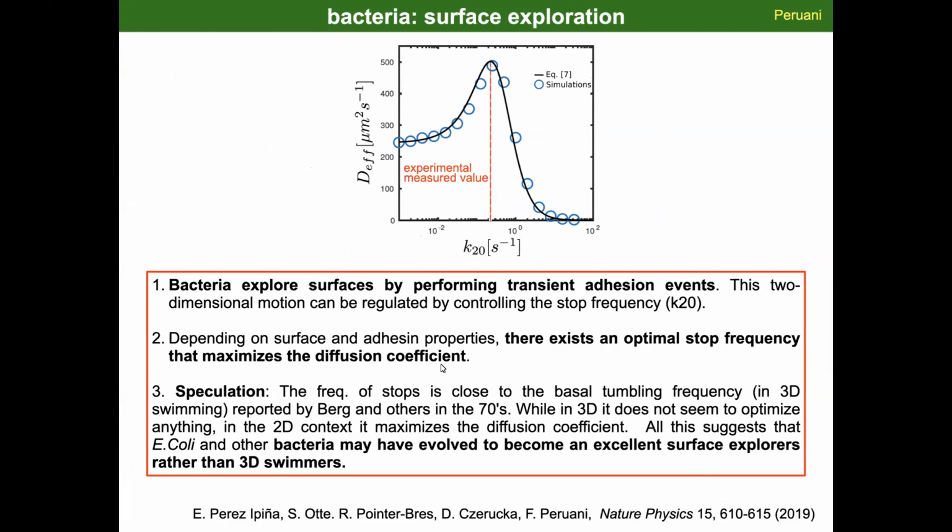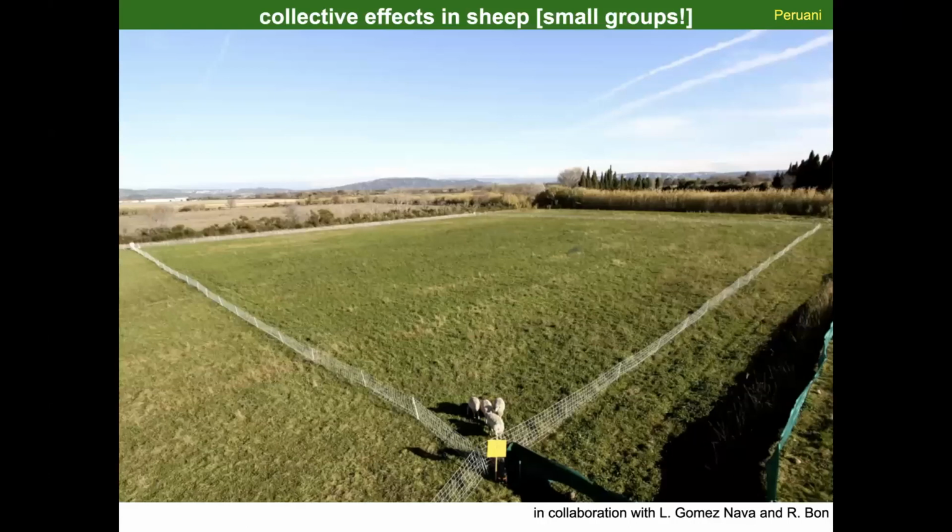And okay, there is another point, more speculative, which I'm going to skip here. So now I move to sheep. And hopefully you will see in the movie that sheep also perform this kind of intermittent motion. They move and stop.